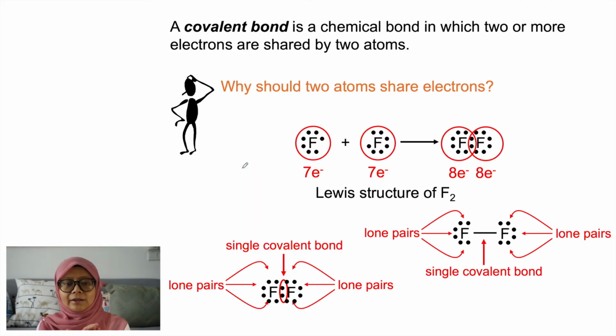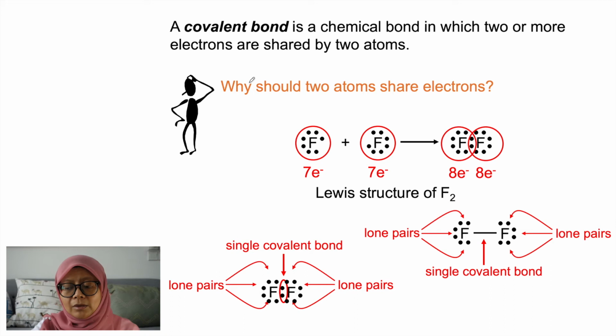Then other than that, we have also learned about the covalent bond. Here we have polar covalent bonds and also non-polar covalent bonds. A covalent bond is a chemical bond in which two or more electrons are shared by two atoms. So why should two atoms share electrons?